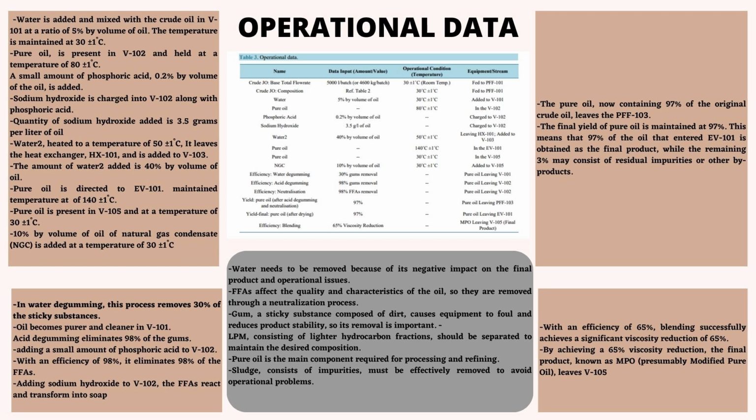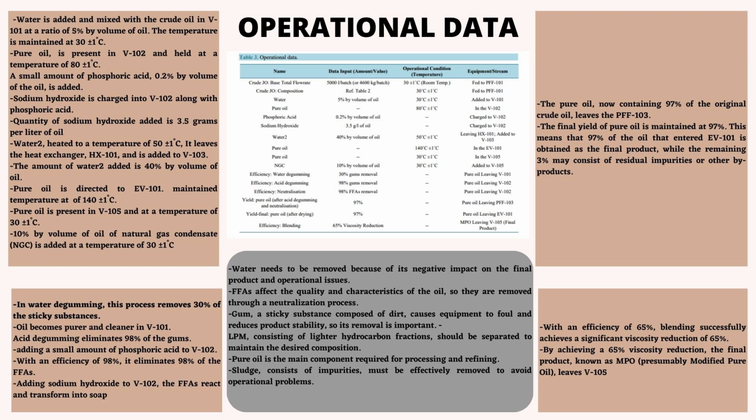Next, for neutralization, V102 receives phosphoric acid and sodium hydroxide. This neutralizes free fatty acids into soap-like molecules that may be separated, purifying the oil. EV101 at high temperature purifies the oil. This procedure purifies the oil.